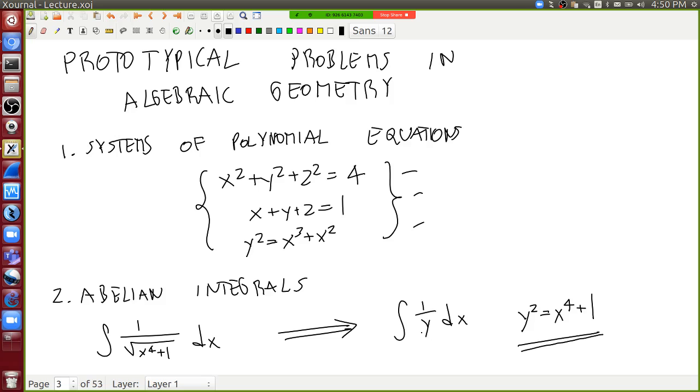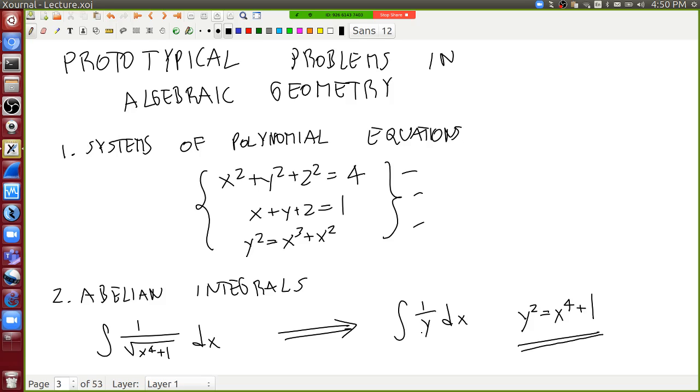Well, it's named after Abel, the famous Norwegian mathematician. Abelian integrals are integrals where you have polynomials and roots of polynomials. That's just by definition an abelian integral.